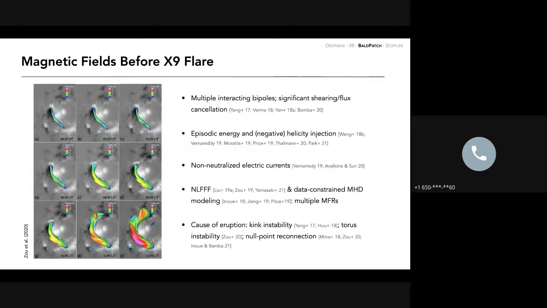Now, I'd like to switch gears to talk about some of our own work on the magnetic field. I'm listing a large number of literature here looking at the magnetic field using either SP or HMI magnetic field. People have looked at the interaction of different dipoles. They've looked at the energy and helicity injection. They looked at electric currents. They have carried out nonlinear force-free field extrapolation and data-constrained MHD modeling. They've looked at the cause of eruption, including kink instability, torus instability, null point reconnection, and so forth. But there's not yet a general consensus.